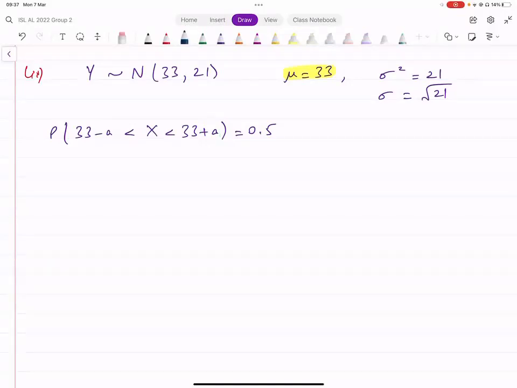The original distribution of x, what will the graph of x look like? It's a normal distribution, right? So if you look at the graph of x, it's going to look something like this, with x on the horizontal axis. What will be in the middle here? Can anyone tell me what we're going to have in the middle here? The mean, 33, right?